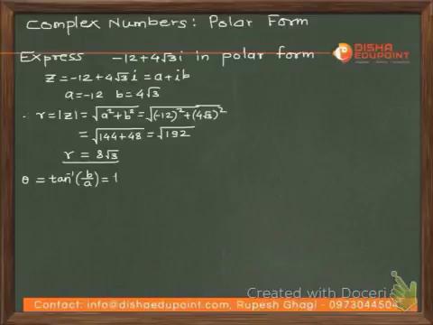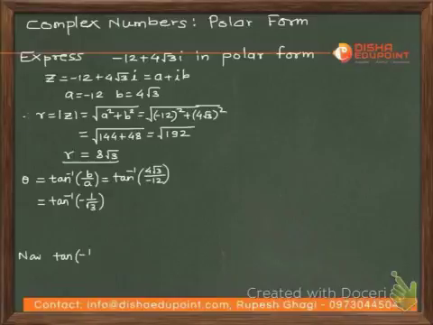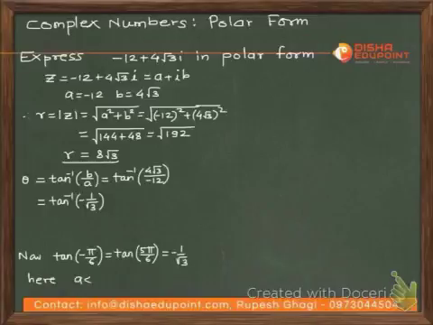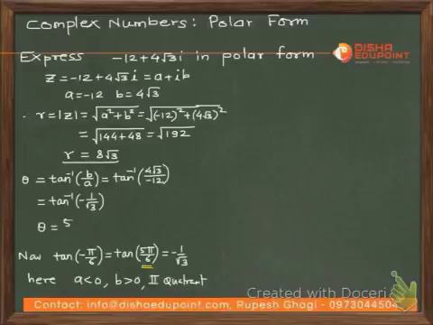Now what is theta? Theta is equal to tan inverse of b upon a, right? So the values are tan inverse of 4 root 3 upon minus 12, that is equal to tan inverse of minus 1 by root 3. Now we know that tan of minus pi by 6 is equal to tan of 5 pi by 6 is equal to minus 1 by root 3. But in this particular case, a is negative and b is positive. That means we want the value in the second quadrant, and here 5 pi by 6 is the value in the second quadrant. So theta is equal to 5 pi by 6.